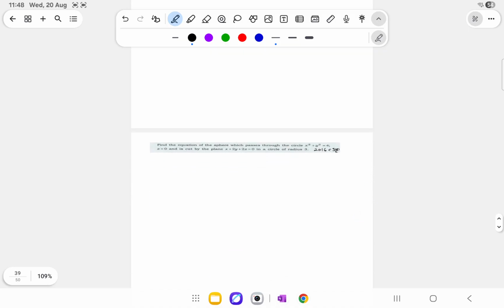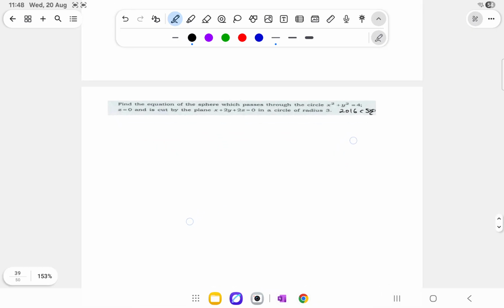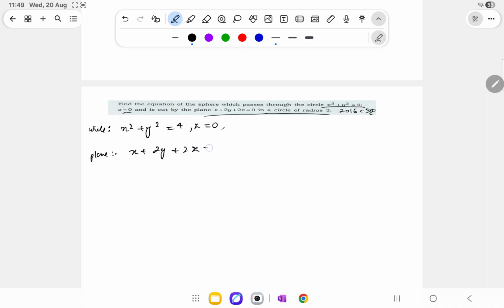So the next question is, find the equation of the sphere which passes through this circle and is cut by the plane in a circle of radius 3. The given circle is x square plus y square equals 4, z equals 0, and the plane is x plus 2y plus 2z equals 0.